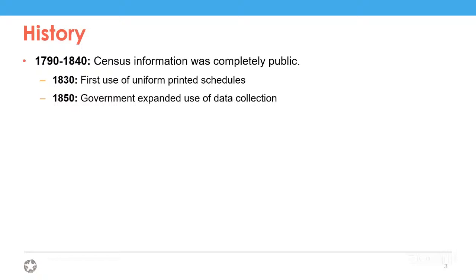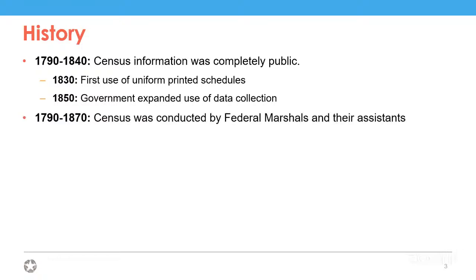All right. From 1790 to 1870, the census was conducted by federal marshals and their assistants. These were the people that would go out and conduct their work. A lot of times it was the assistants who did the actual surveying and reporting back to the federal marshals, but it just depended on the area and what resources were available to them.